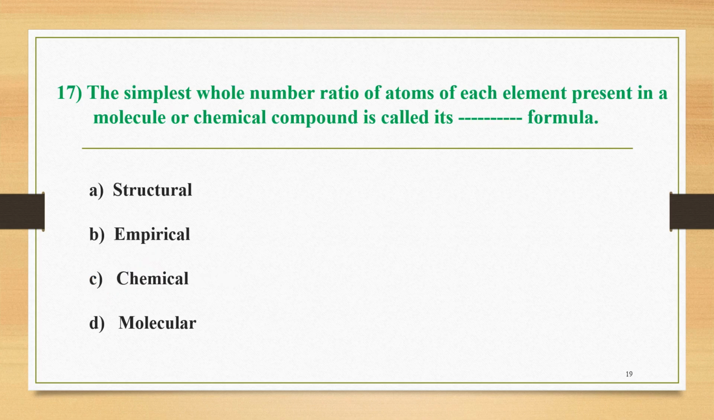The next question number 17 is here. The simplest whole number ratio of atoms of each element present in a molecule or chemical compound is called its formula. And the four options are: A is structural, B is empirical, C is chemical, and D is molecular. The correct option among these four is that the simplest whole number ratio of atoms of each element present in a molecule or chemical compound is called its empirical formula. That's why option B is the correct option of this question number 17.